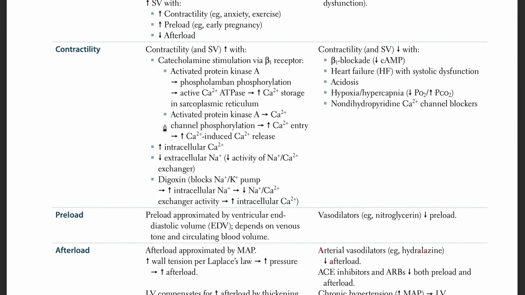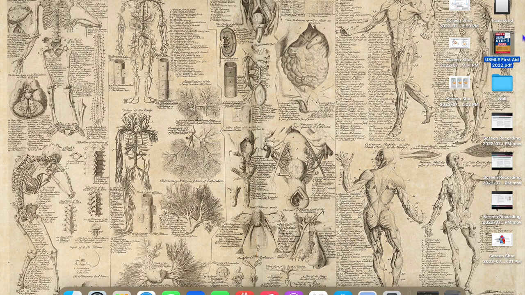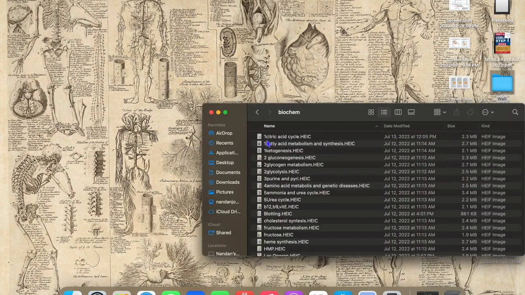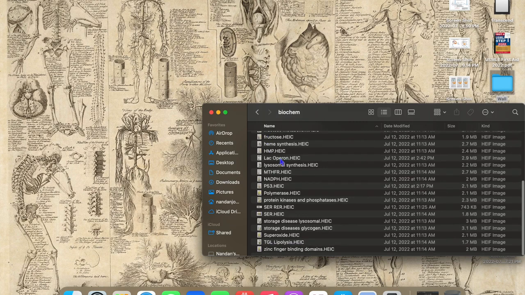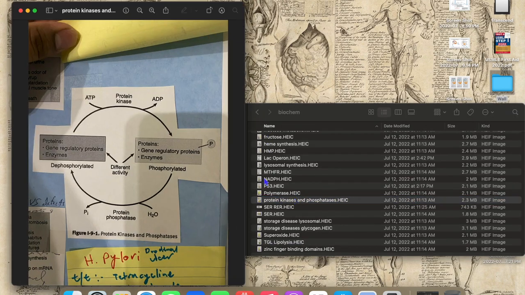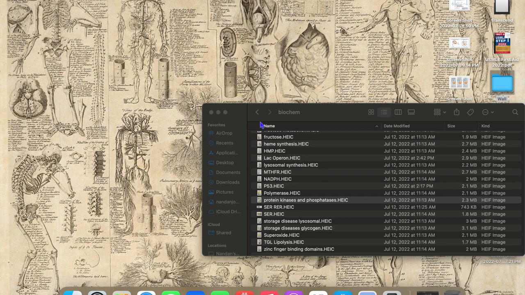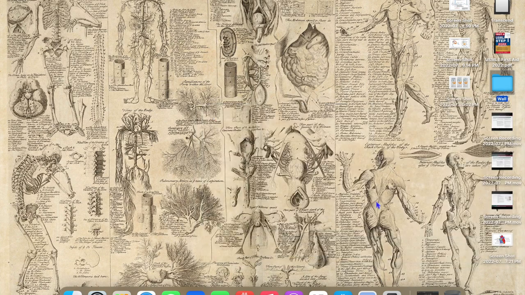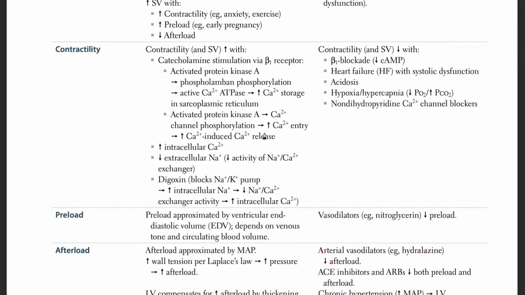Remember that from biochem, I think. But similar concept here too. Yeah, I'm not going to be able to find it right now, but I hope you remember that one.